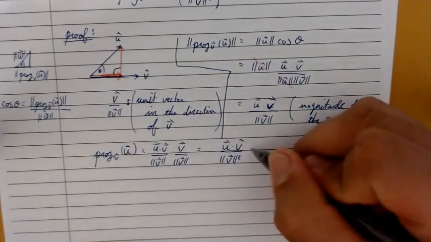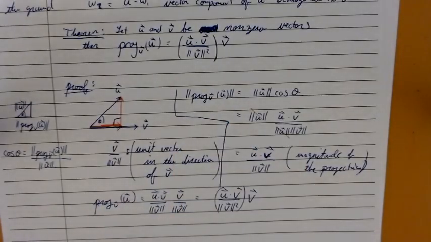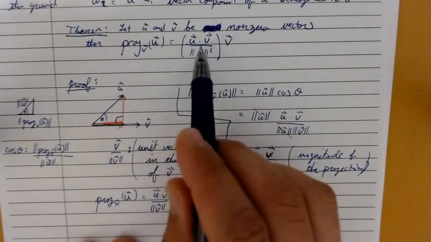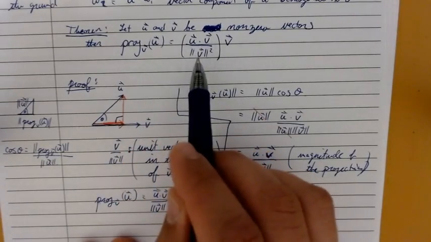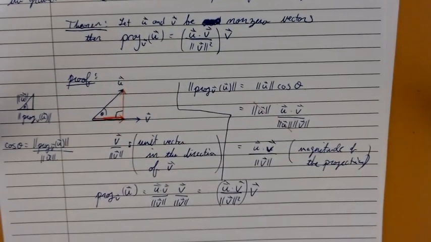And then that's just the vector v, which is exactly what we were supposed to get. So here, to compute the projection of u onto v, you take the dot product of u with v, divide by the square of the magnitude of v, and then multiply the whole thing by the vector v. So let's take a look at an example.